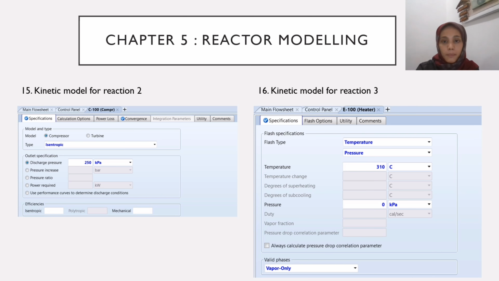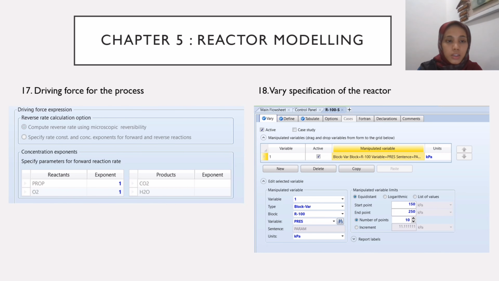Okay, we proceed with the driving force of the process. The propylene exponent is set to 1 and oxygen is also exponent 1. Then run the simulation. Then we will conduct a sensitivity analysis to determine the suitable reaction pressure to produce more acrylic acid.